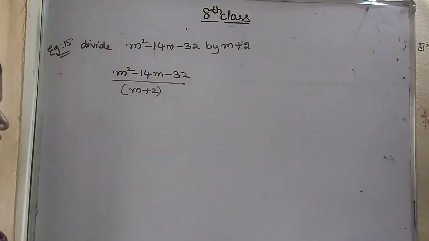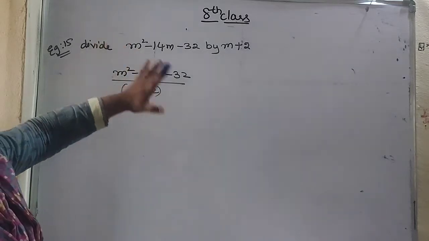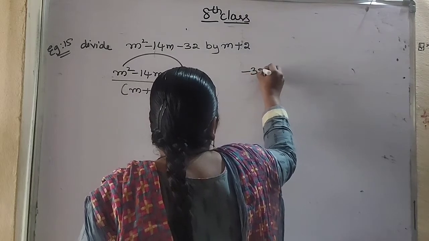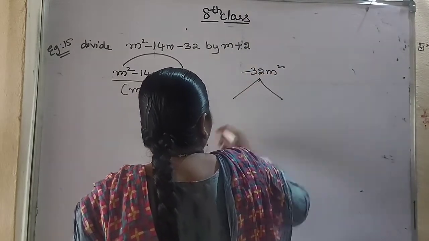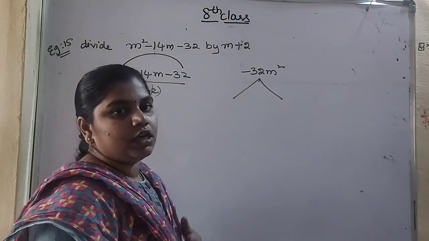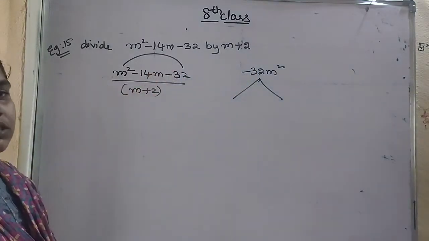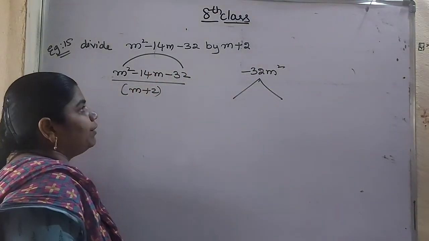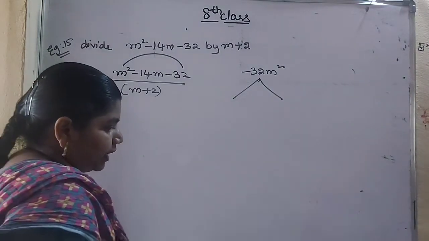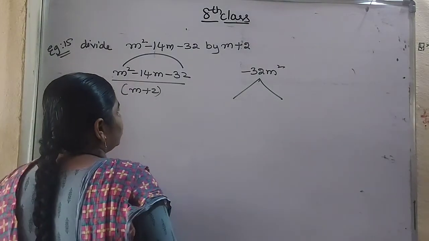Here again the first term and last term are not in the form of squares. So multiply the first term and last term. These two we have to multiply, and it will be minus 32m square. We have to take the factors in such a way that if you multiply, it should be equal to minus 32, and if you subtract, it should be equal to minus 14. So how can you write 32? You can write it as 8 times 4, and also as 16 times 2.